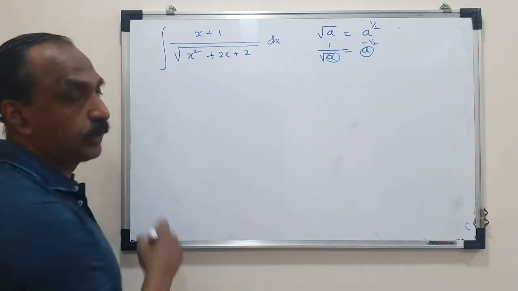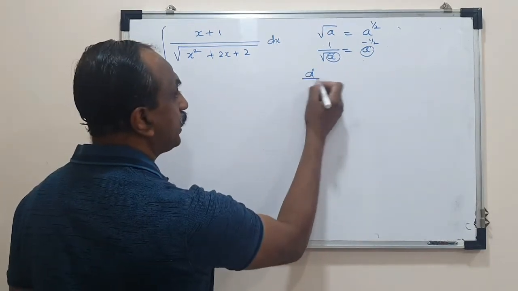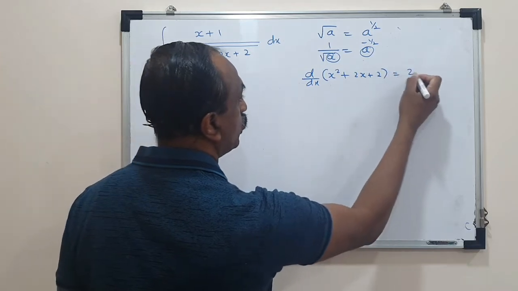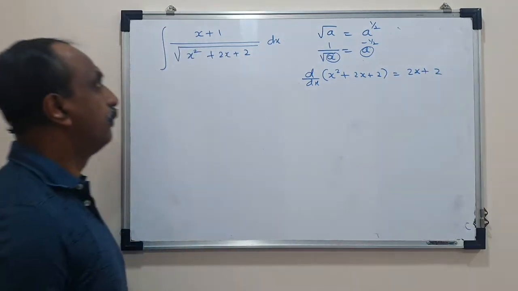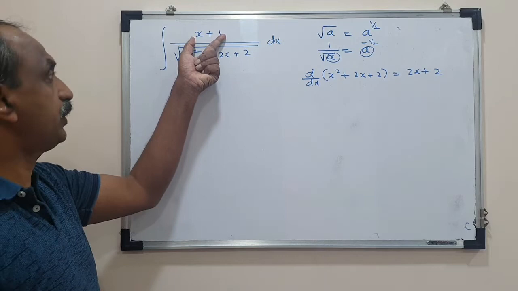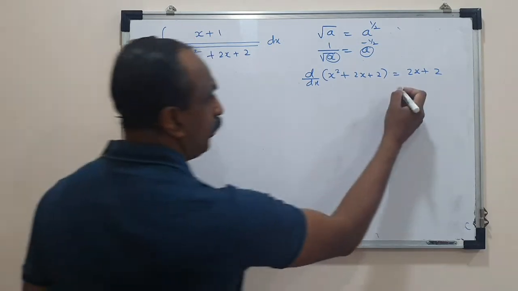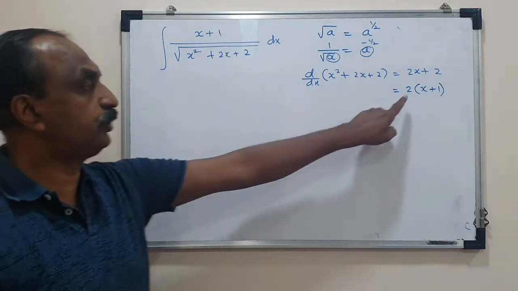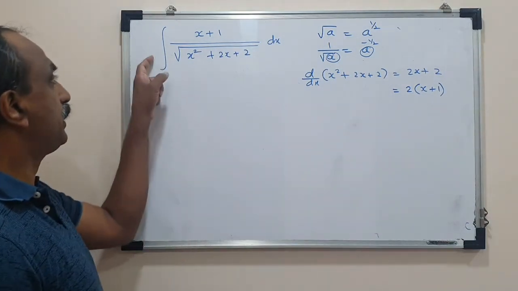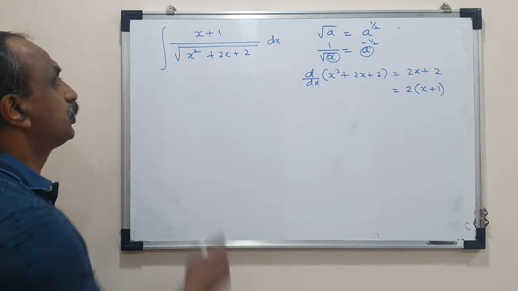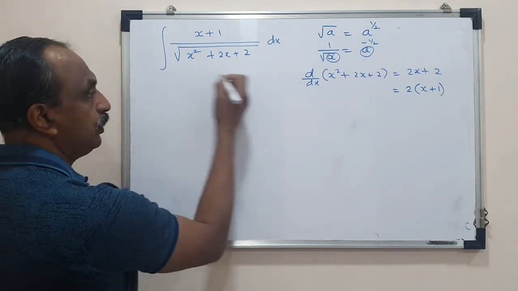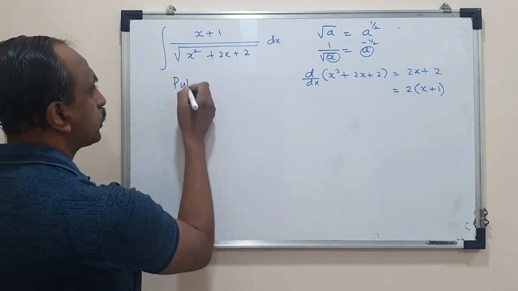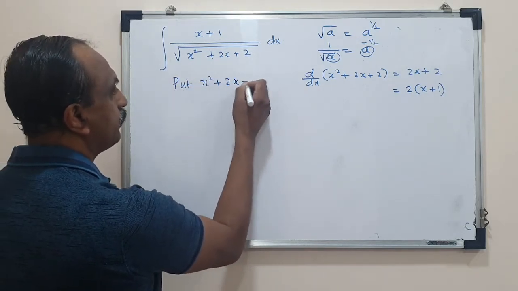What is the derivative of x square plus 2x plus 2? If I differentiate it, I'll get the answer 2x plus 2. But my term's derivative is only x plus 1. If you look at that, we are short of only a 2. So one possibility is I can divide and multiply by 2. Anyhow, the derivative of this is present here. Hence, I put x square plus 2x plus 2 as t.